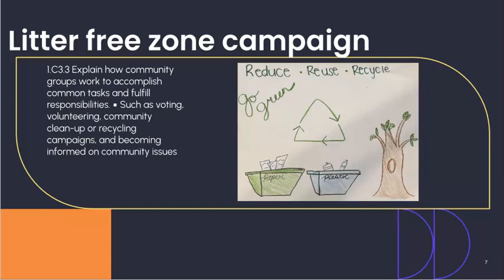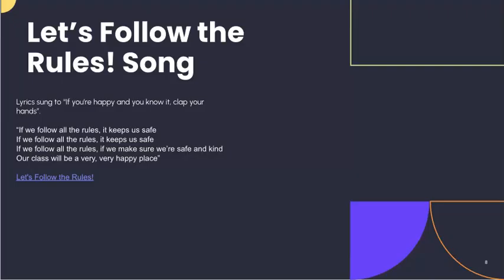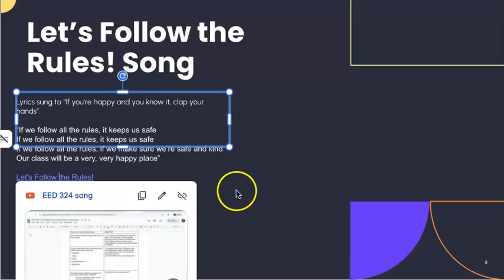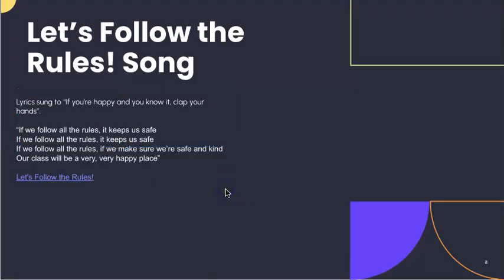Lastly, I have a song, and it is called Let's Follow the Rules, and it's sung to If You're Happy and You Know It, Clap Your Hands. I have a link to the audio recording that I have pasted here, so if you're interested, go ahead and listen to it. However, I'm a tad too embarrassed to play it right now. So you guys can go listen to it. But that's another fun way to get the students involved. Seeing their teachers do silly things like this gets them engaged.